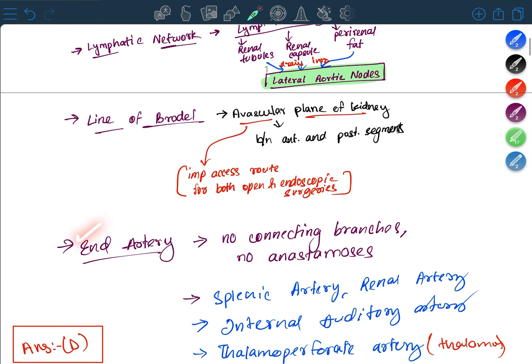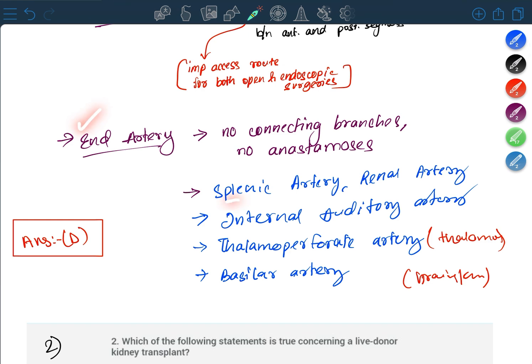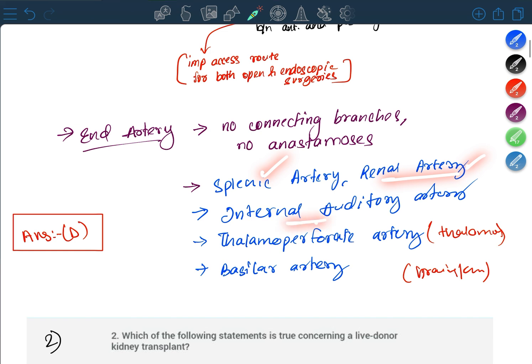And another thing is end artery. Yes, no connecting branches, no anastomosis. End arteries means they can't anastomose, and they don't have any connecting branches. So which fall under end arteries? The splenic artery is an end artery, the renal artery, arteries to the kidneys, artery to the spleen, the internal auditory artery in the internal auditory canal, the thalamoperforate artery supplying the thalamus, and the basilar artery supplying the brainstem. These are all end arteries.